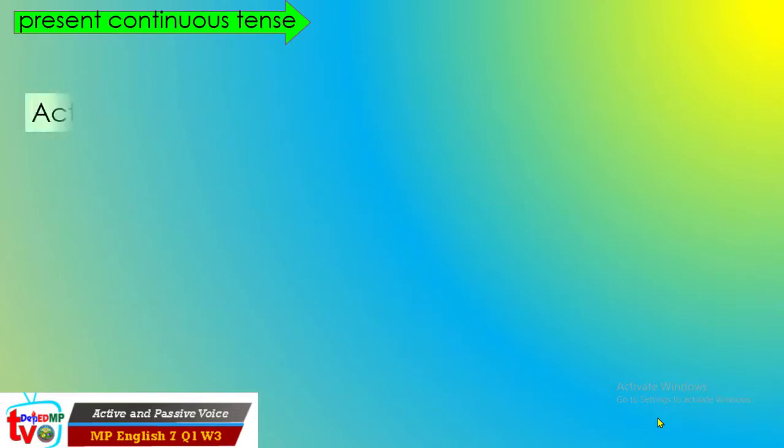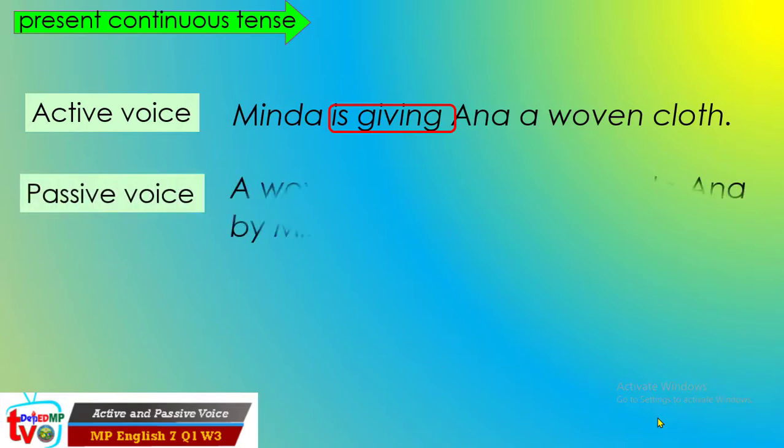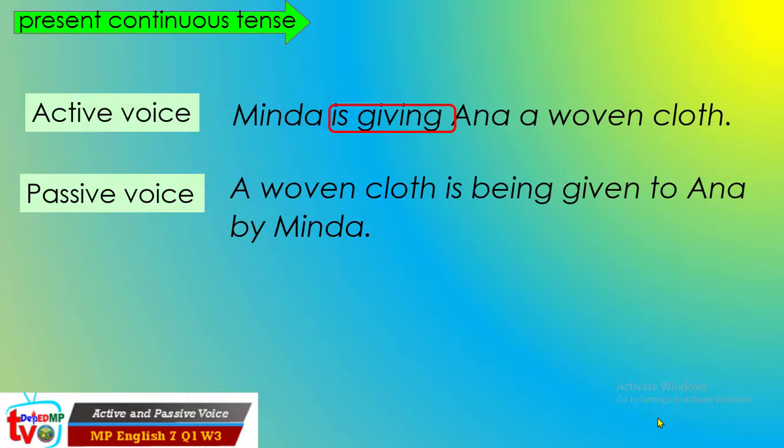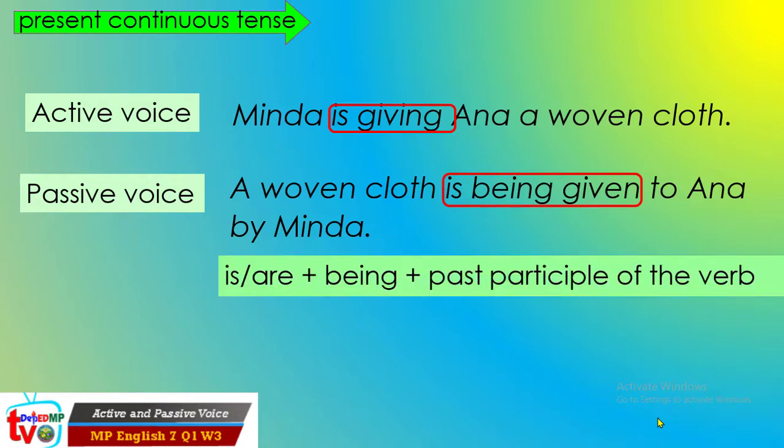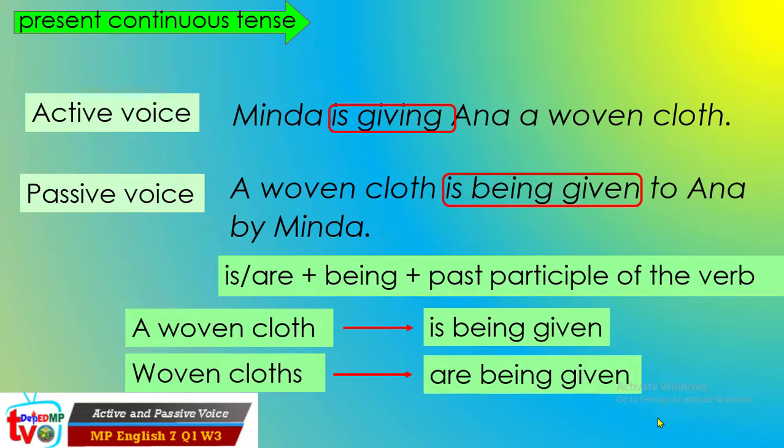Present continuous tense. In the active voice, Minda is giving Anna a woven cloth. Is giving is the verb in the present continuous tense. If you transform this into passive voice, it would become a woven cloth is being given to Anna by Minda. The verb now becomes is being given. Here is the pattern: is, are, plus being, plus past participle form of the verb. A woven cloth is being given. Woven cloths are being given.